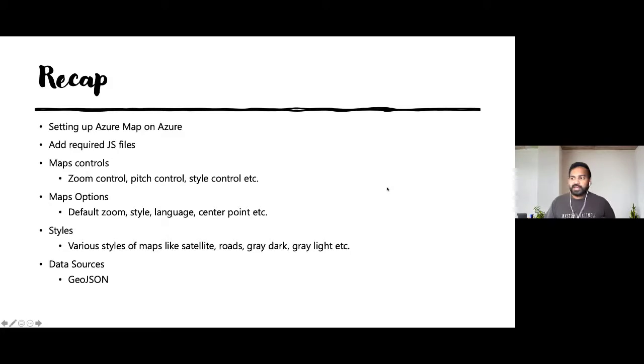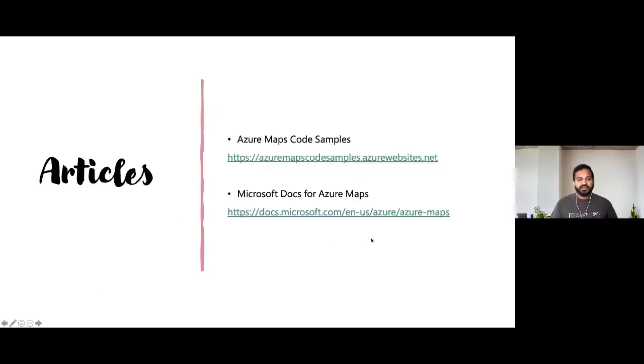So, a quick recap. We looked into how to set up Azure and added all the JavaScript files and map controls. We looked into how to add controls, different zoom levels, languages and other options that you could add. We looked into different styles of the maps, like roads or dark or light. And the most famous data source that you could use is also GeoJSON. So, articles.